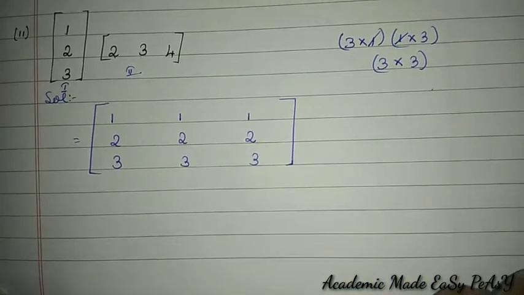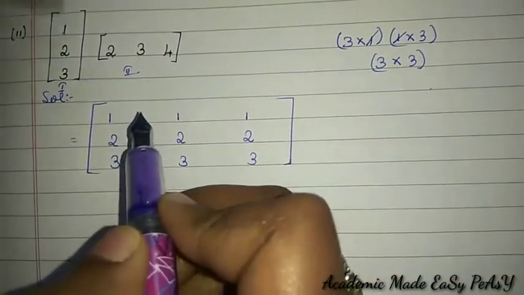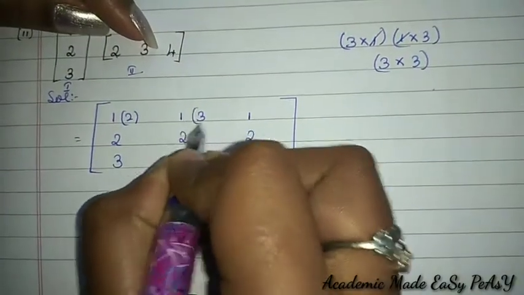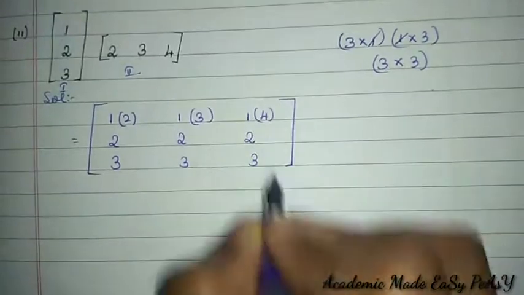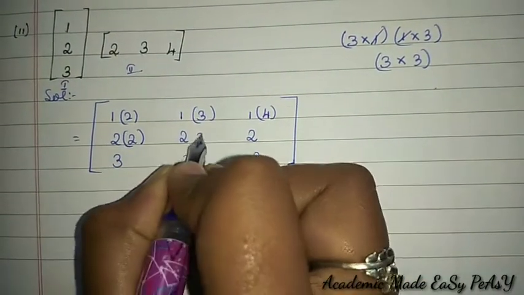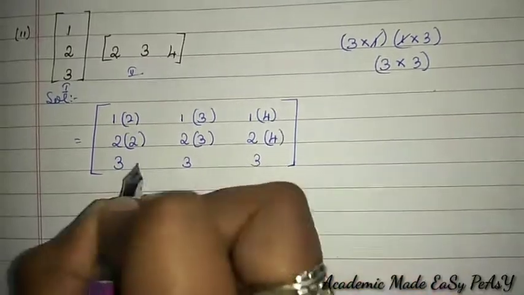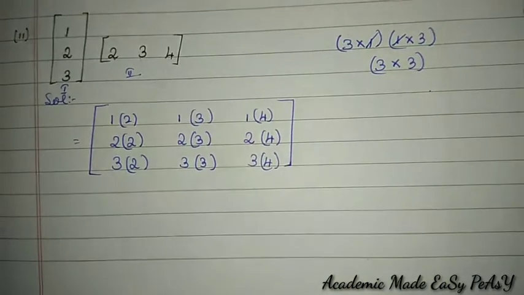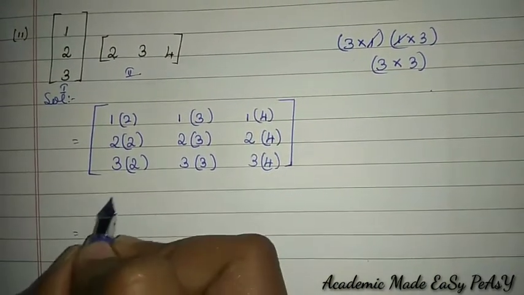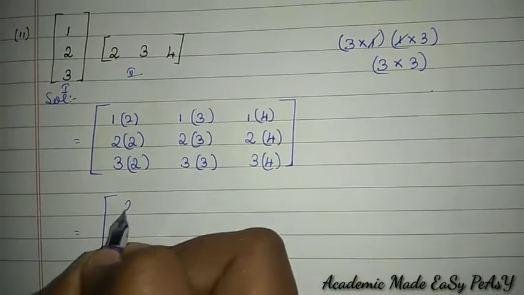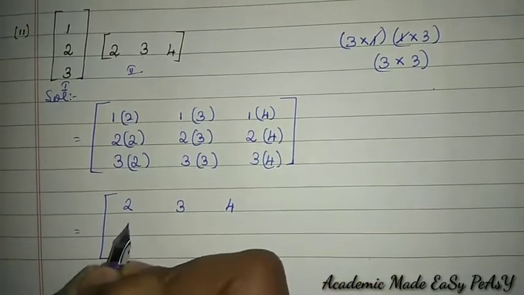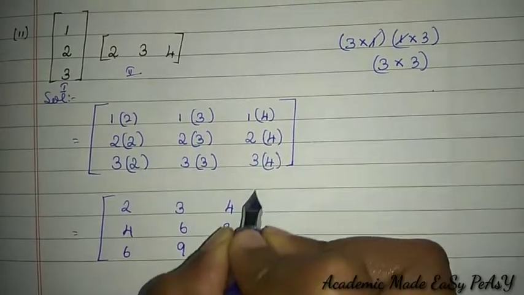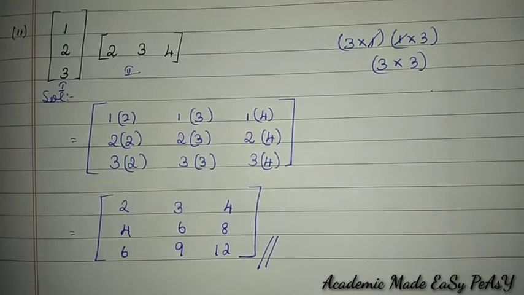So now what am I going to do? I'm going to multiply this. So first element with first element. This is the first element, 2 3 4. So now directly you can write 2 3 4, 2 3 4. So now you can write the answer: 2 3 4, 4 6 8, 6 9 12. So this is the required matrix.